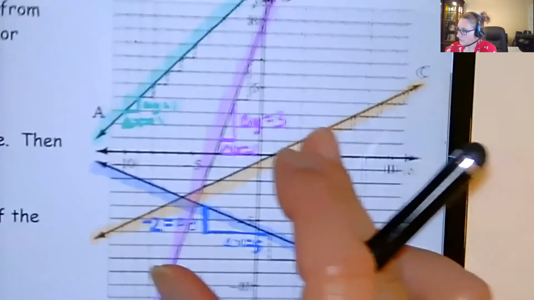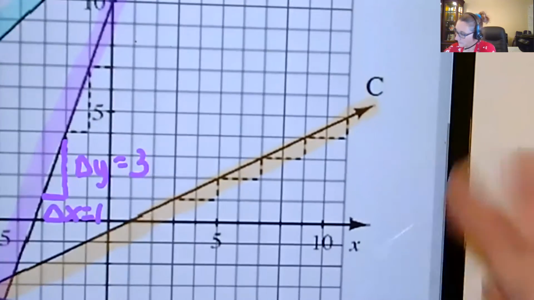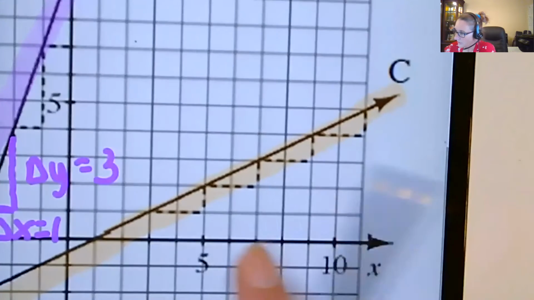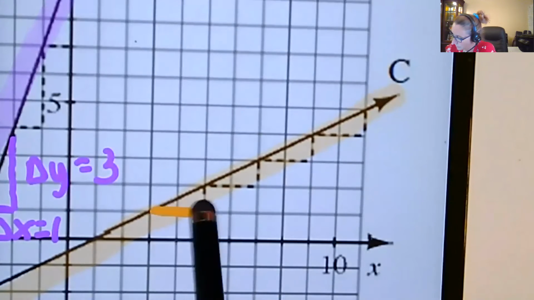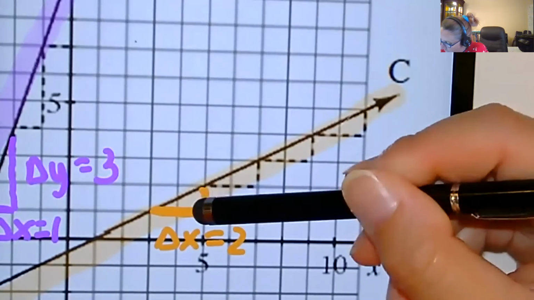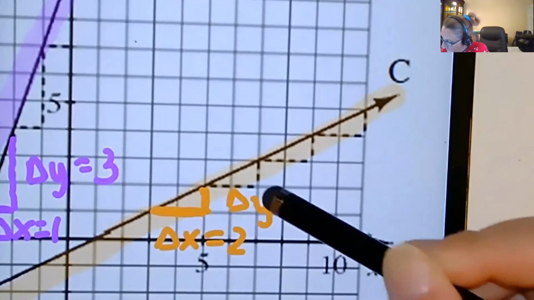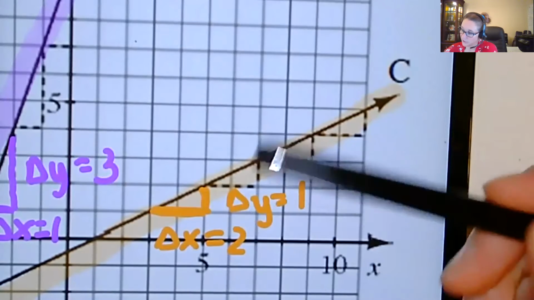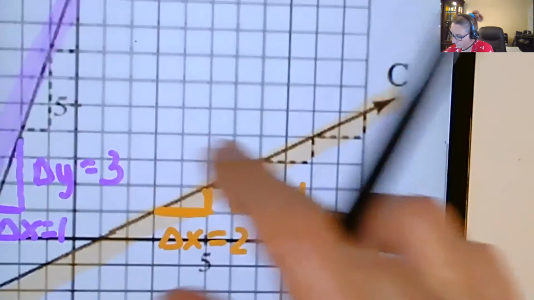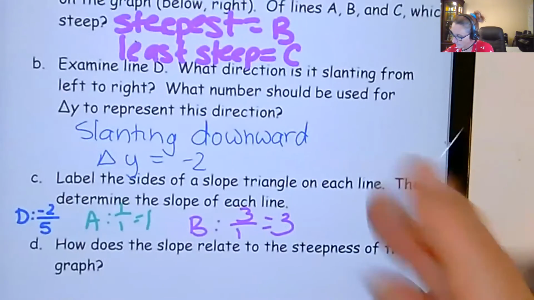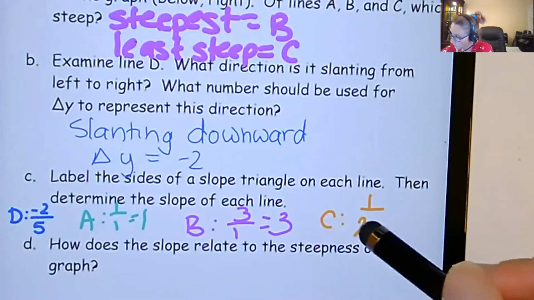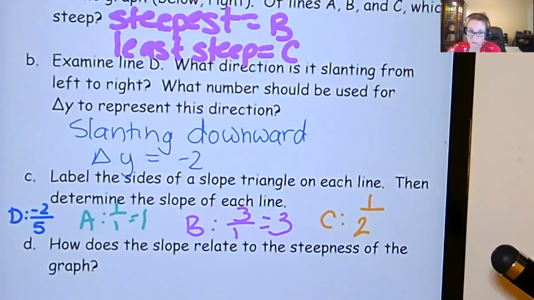Now our last one, this orange one. When I'm looking at this one, and I can use any of these triangles, this is my change of x, and that is going to be 2. And this is my change of y, and that is going to be 1. So again, change of y, 1, over change of x, 2. So C, change of y, which was 1, over change of x, which is 2. And those are your slopes.